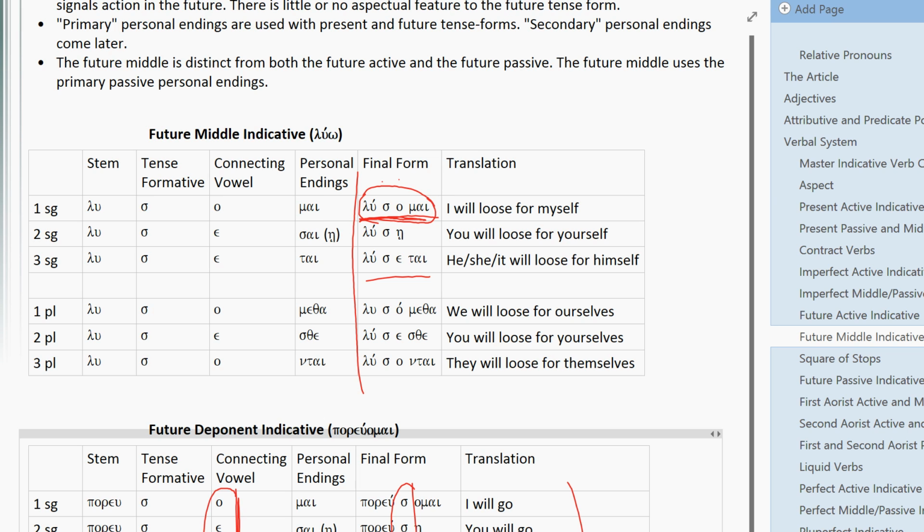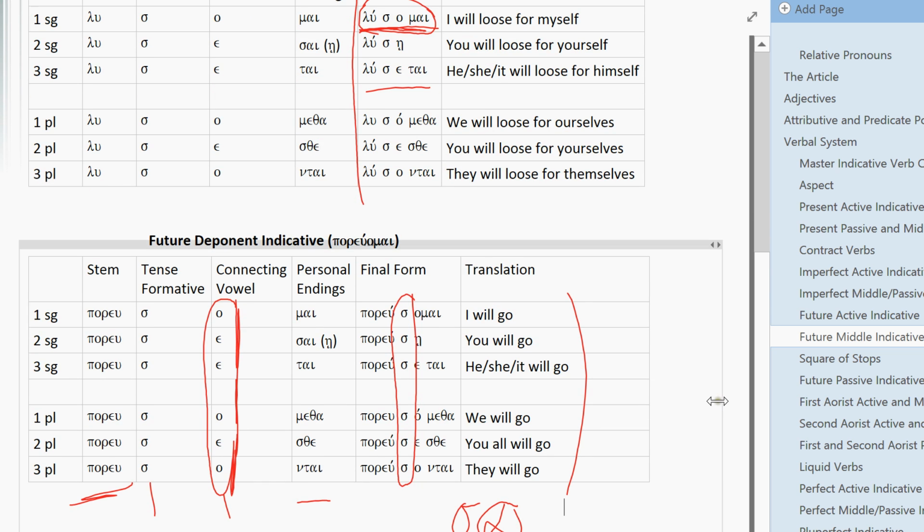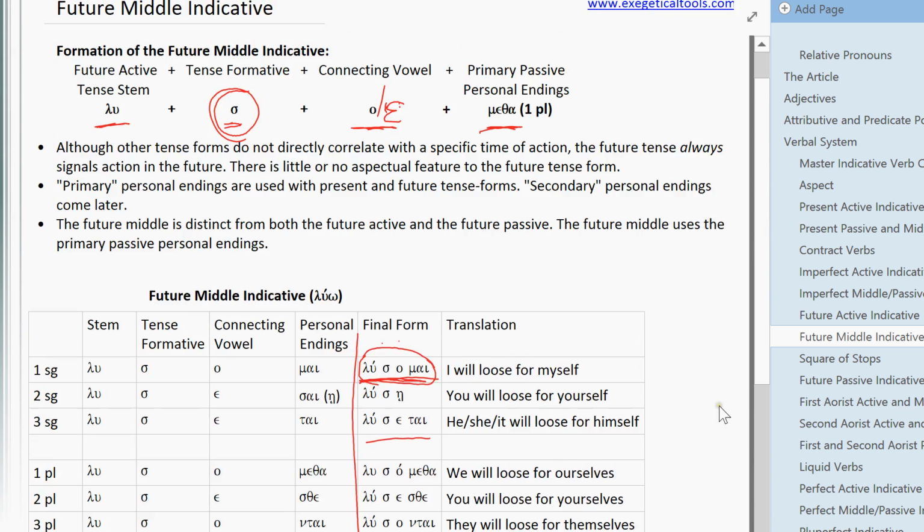Okay, so that is the future middle indicative. That includes the actual middle forms and also the deponent forms. So work on these paradigms, get them down, and I hope this was helpful.